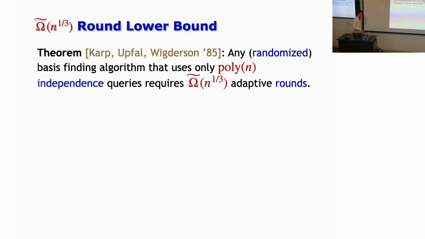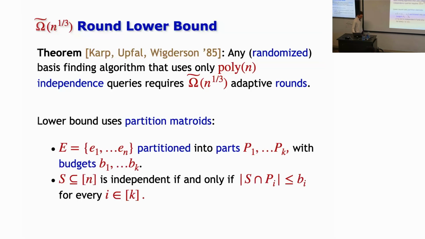Perfect. So first, we had this lower bound from KUW, which shows that you can't hope to beat n to the 1/3 adaptive rounds. And you asked, can you actually see some intuition for this? And yes, we'll go through some intuition. Where is this lower bound coming from? And so the lower bound here, again, it uses partition matroids.